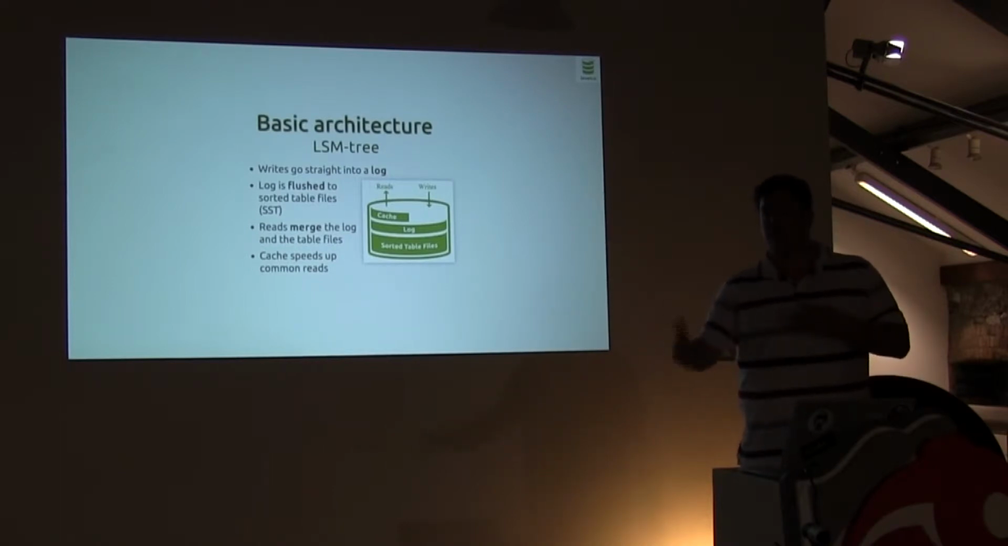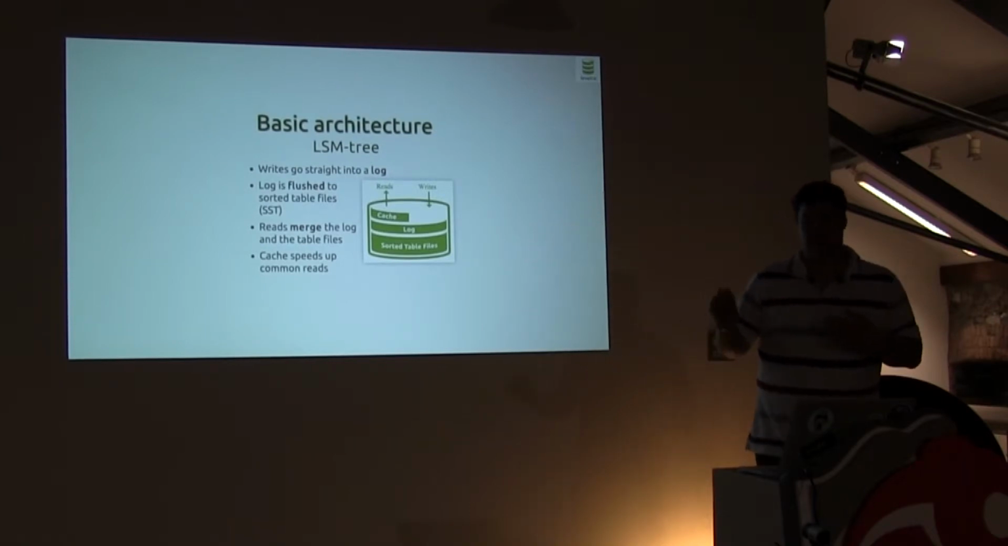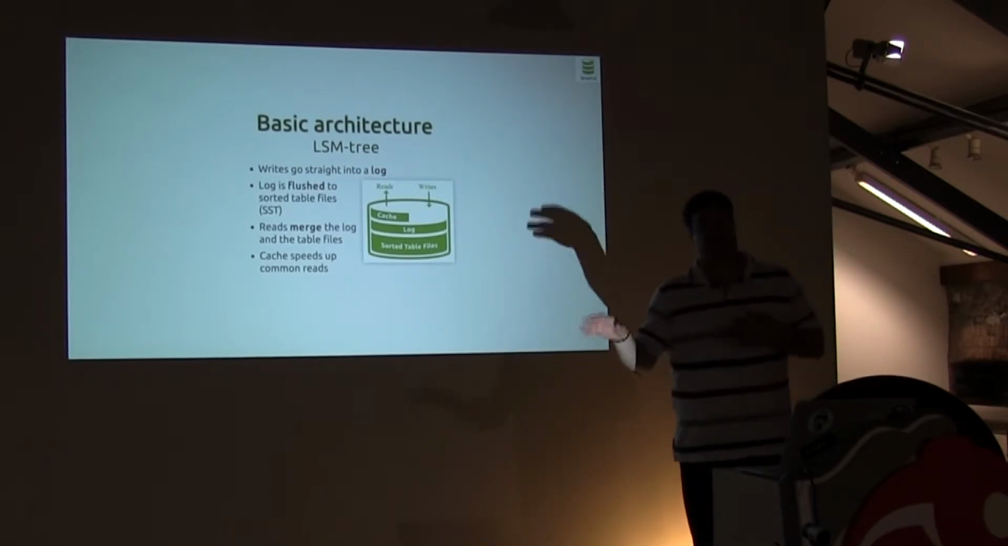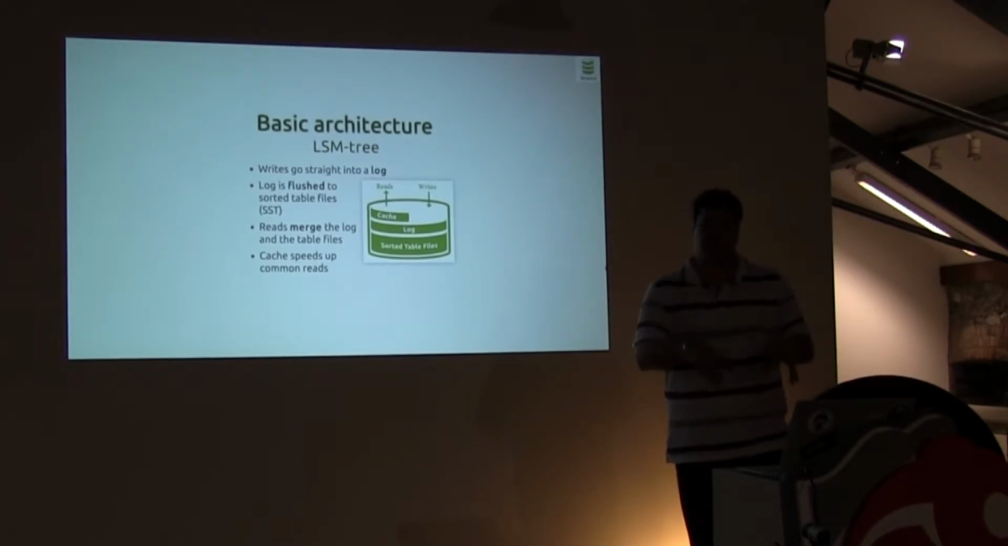So any puts or deletes are put straight into this log, and the log is stored actually on disk, and it's also stored in memory. And they call it a mem table, but I'm going to be referring to it as a log because it is actually persistent. Even though it's stored in memory mainly, it's also written to disk.